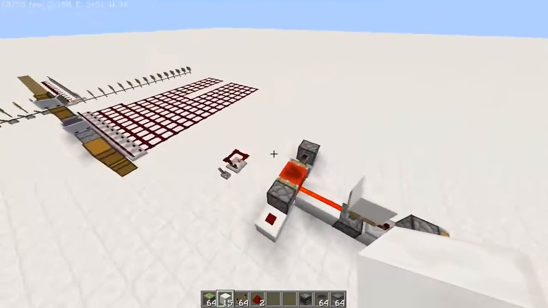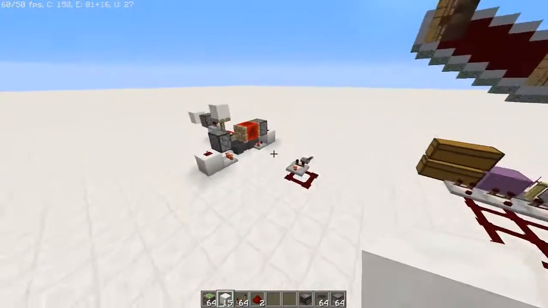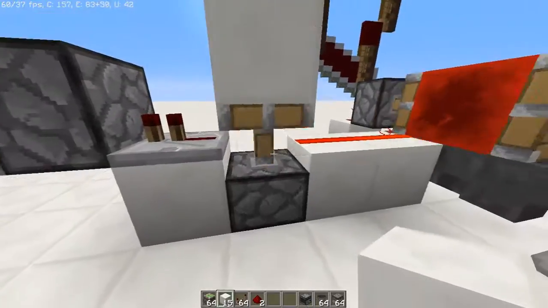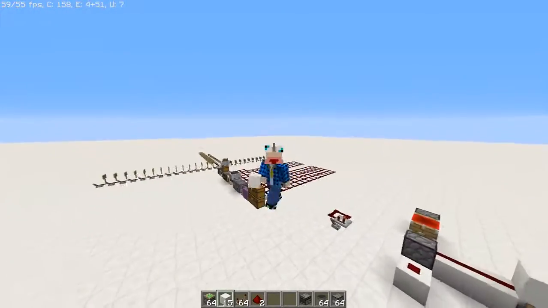But yeah, that was comparators, and then 2 forms of redstone clocks, and also monostable circuits. That's it for this video.